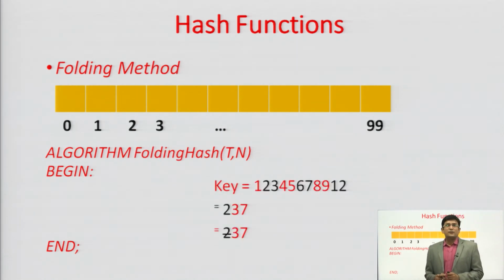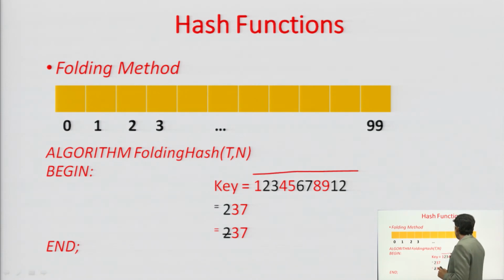Now there is a folding method. What does the folding method say? If you have to find out a 2-digit address, let's say this is the key given, you group the numbers in groups of 2 from the right hand side to the left hand side.